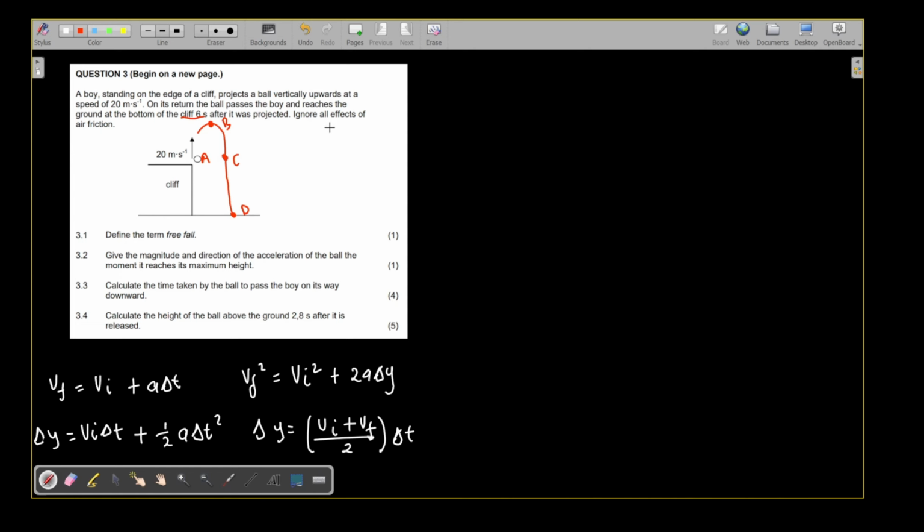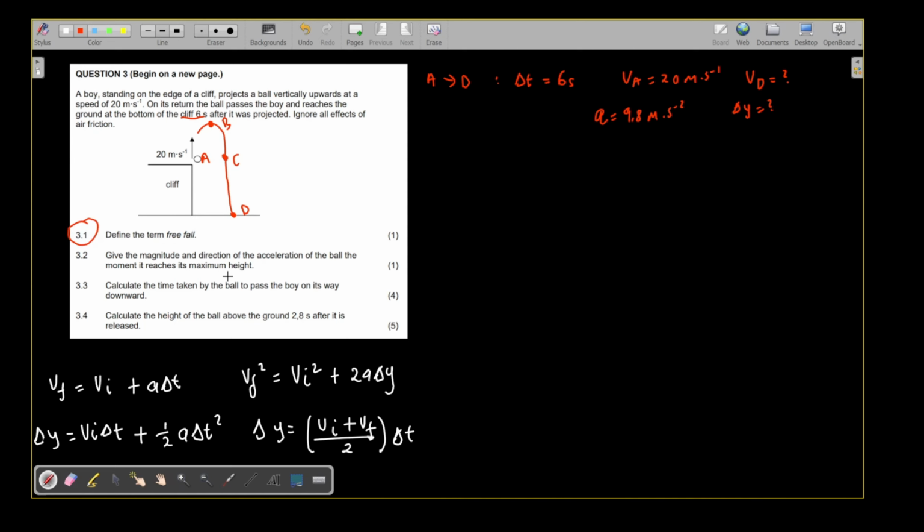So when you look at information from A to D, we already know the time, that the change in time was 6 seconds. We also know that the velocity at A was 20 meters per second, by the way, but we do not know the velocity at D. We don't even know the distance there, but we do know that the acceleration was 9,8 meters per second squared. This is only the information for A to D.